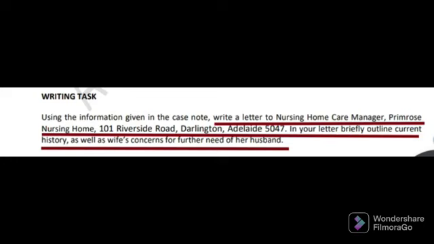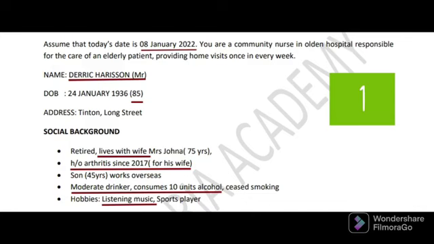Assume that today's date is 8 January 2022. So you got the date, that is the exam date mostly. You are a community nurse. Keep the point and underline the point. In Alden Hospital, responsible for the care of an elderly patient, providing home visits once in every week. So you are giving a home visit for the patient every week, that is weekly once. The patient's name is given, Mr. Derek Harrison. Age is given.